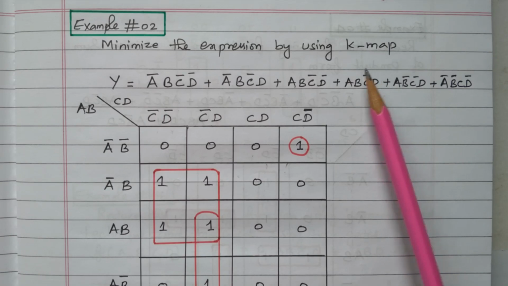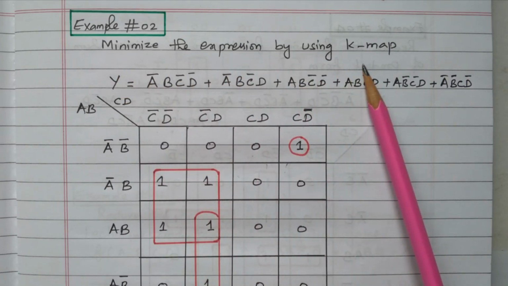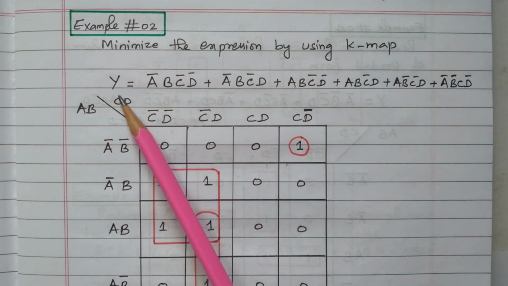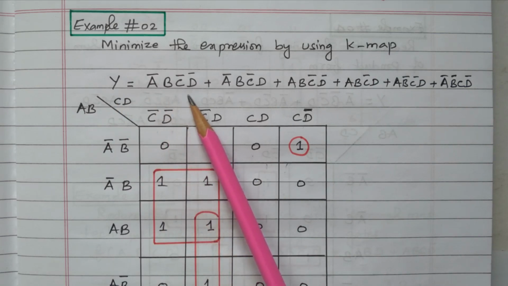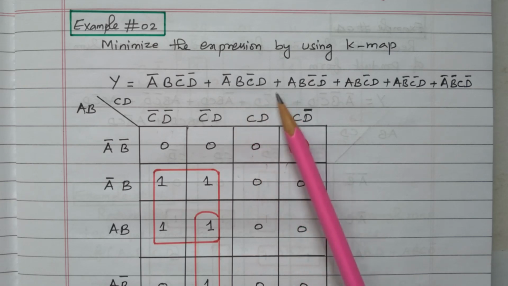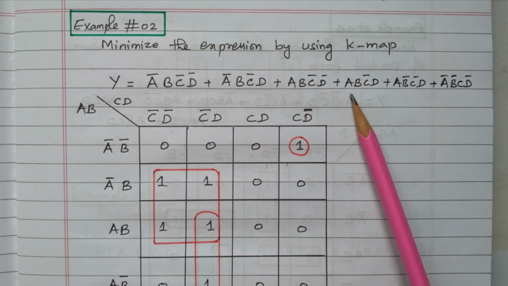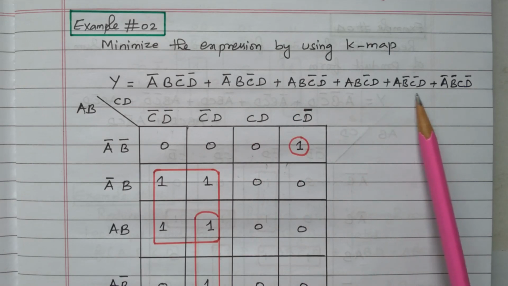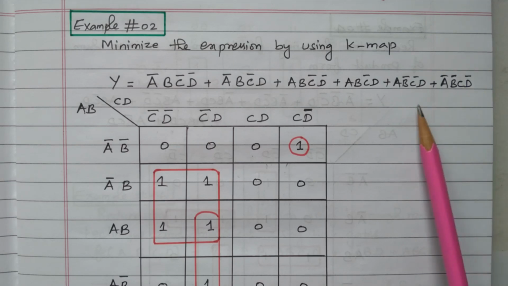Now we'll go to the topic. We have to minimize the expression by using the K map. It's coming under SOP form. The given function is y equal to A bar B C bar D bar plus A bar B C bar D plus A B C bar D bar plus A B C bar D plus A B bar C bar D plus A bar B bar C D bar.